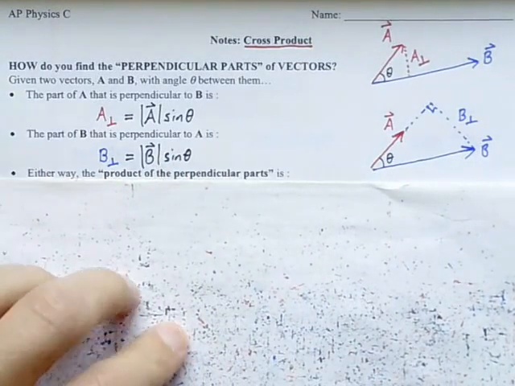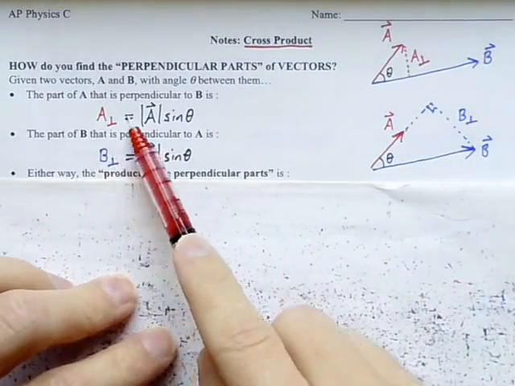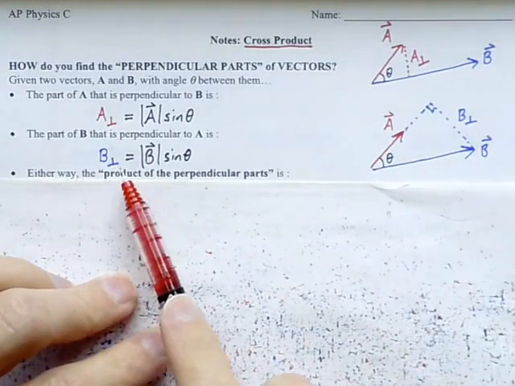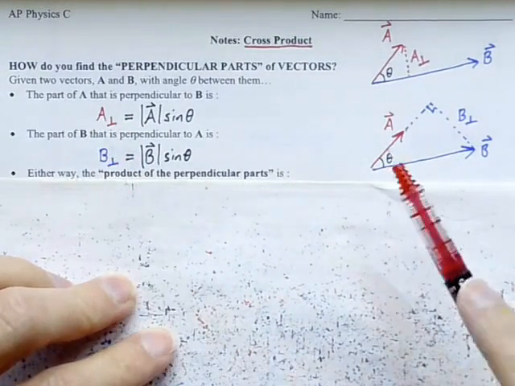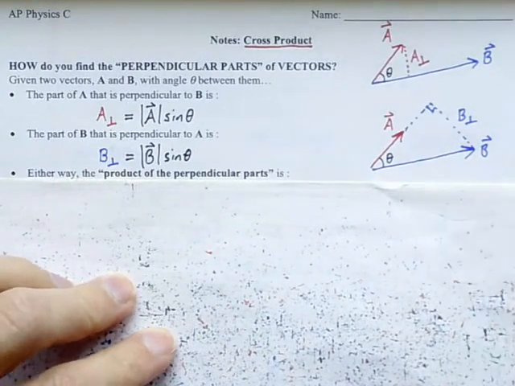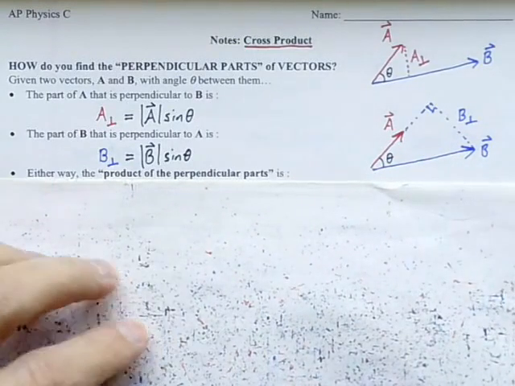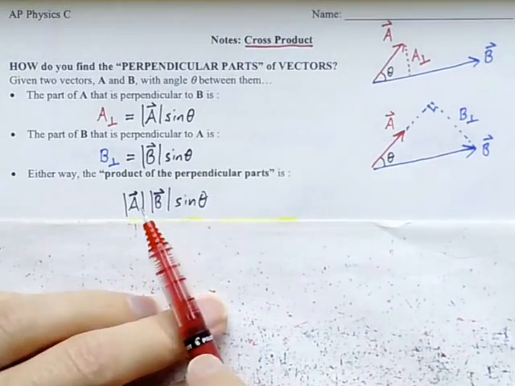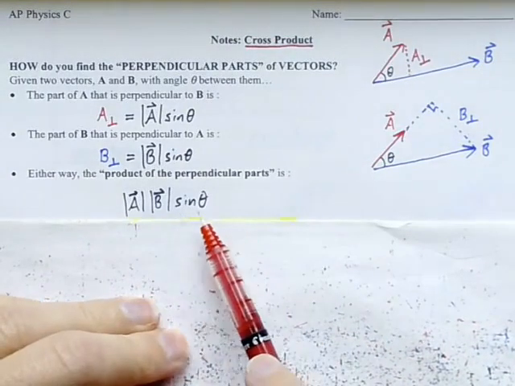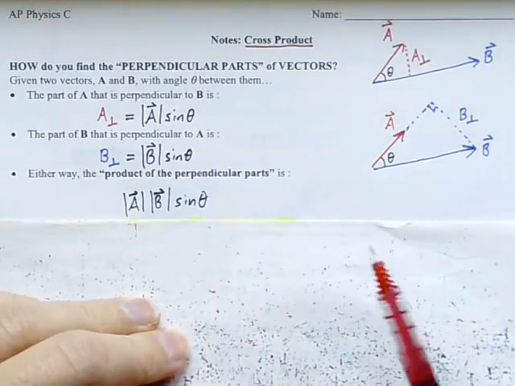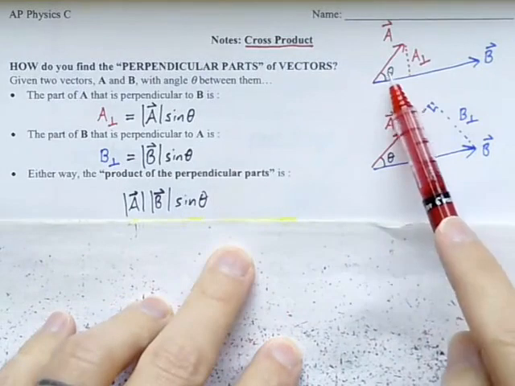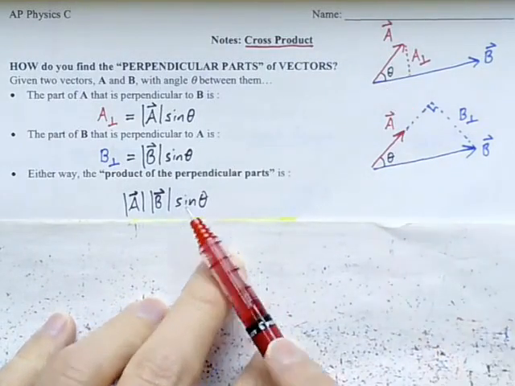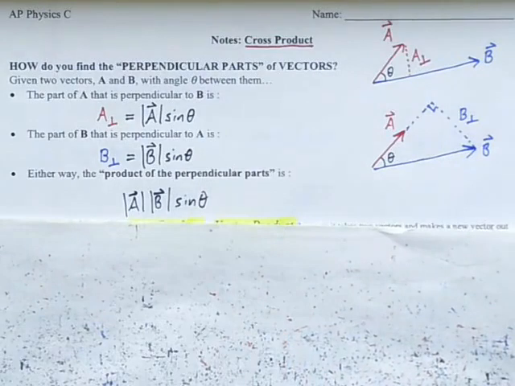So either way, if I want to take the perpendicular part of A and multiply it by the magnitude of B, or take the perpendicular part of B and multiply it by the magnitude of A, if I want the product of the perpendicular parts, we see that that is given by the product of their magnitudes and the sine of the angle between them. The angle that we get when we put the two vectors tail to tail, that's the angle between them, sine of that angle. So AB sine theta.